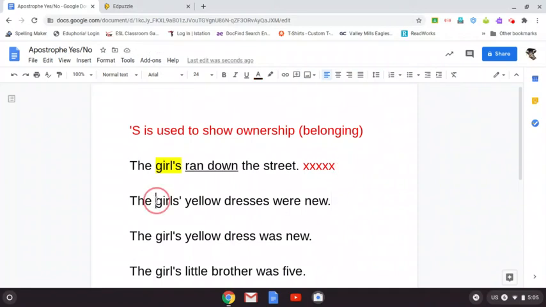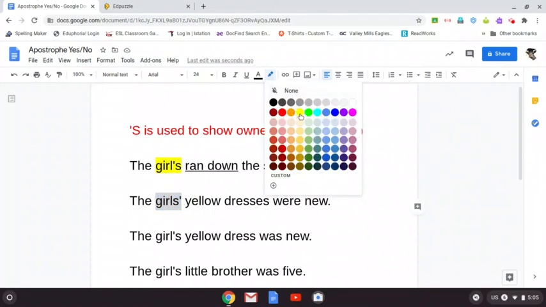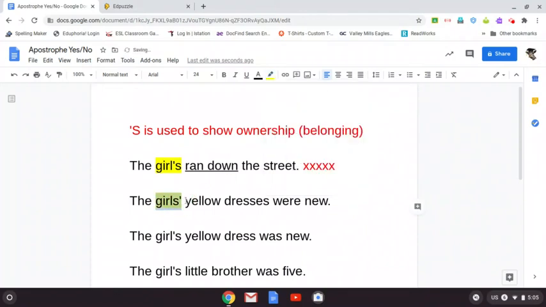Okay, what about this one? So I'm going to look at the word with the apostrophe S, and then I'm going to look at the words right next to it. Just a couple of words next to it. Don't go too far. So I'm looking at those words right next to it. Yellow dresses. Do the yellow dresses belong to the girls? Yes, they do. So this is actually correct. Does need that apostrophe right there.